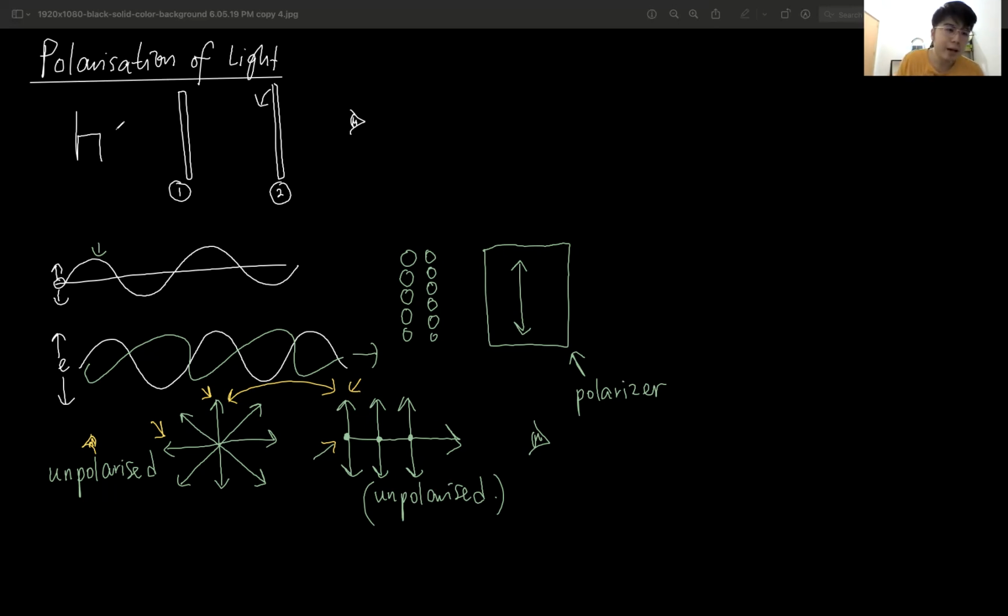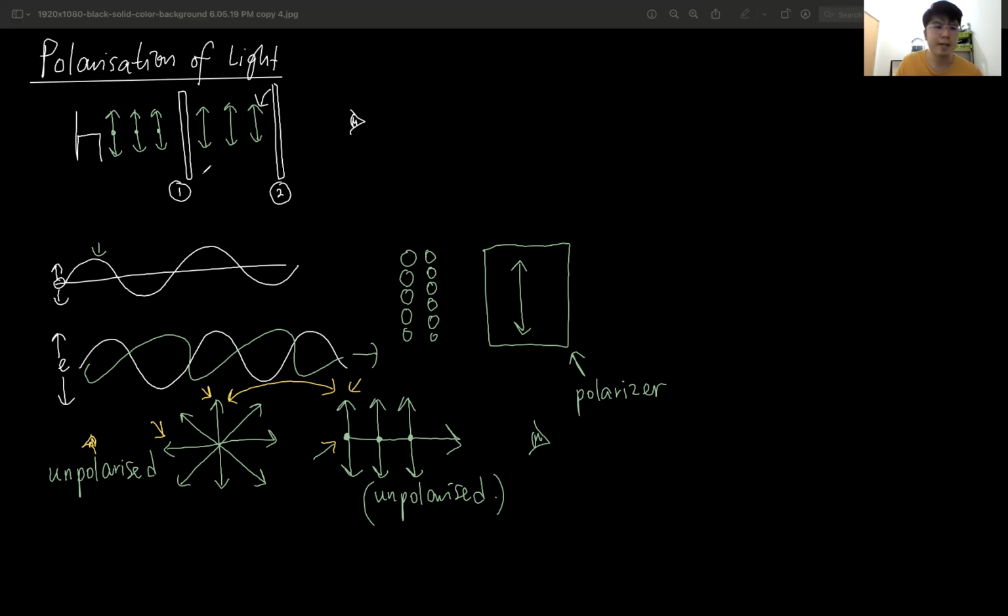So what happened here? At first, you have unpolarized light from the chair coming to the first polarizer. When it passed through, only the vertical is allowed. So after this, only this. Like this. I draw a diagram like this. Okay, the horizontal one is already missing.